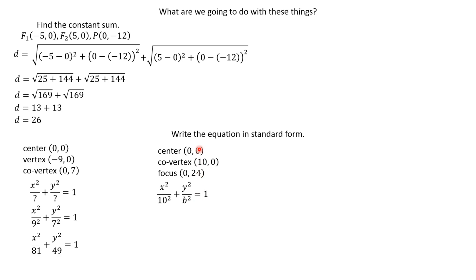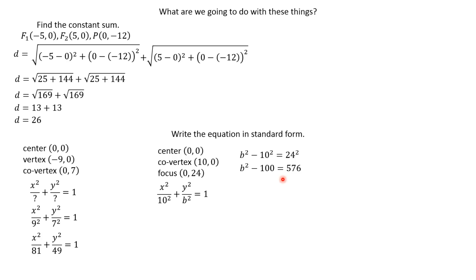Well, we know the focus is 24 away. So we know A and we know C. And then we can use our equation that's almost the Pythagorean theorem and plug it in. Notice B is going to be the bigger of the two because it's the vertex. So b squared minus 10 squared equals 24 squared. 10 squared is 100, 24 squared is 576.